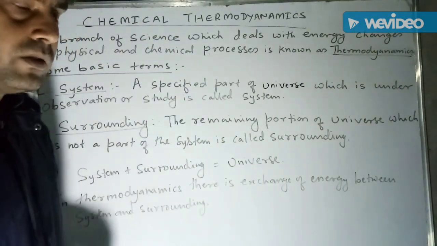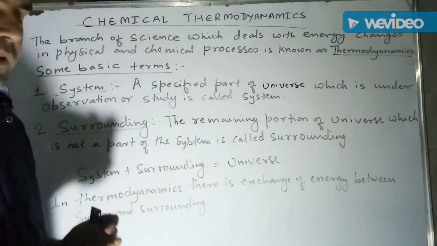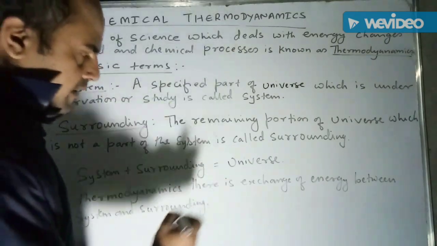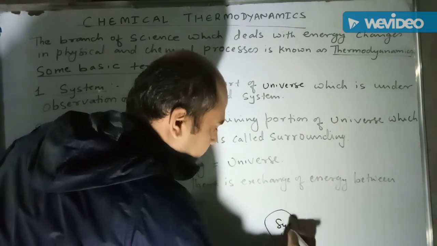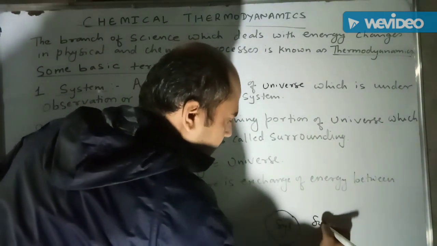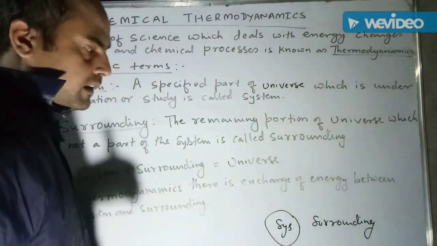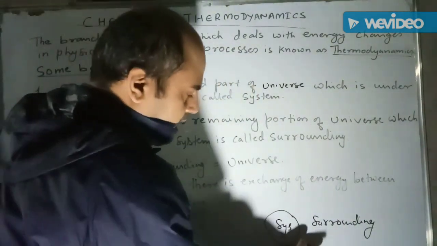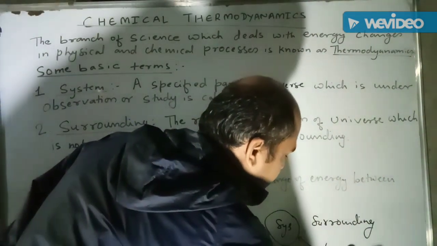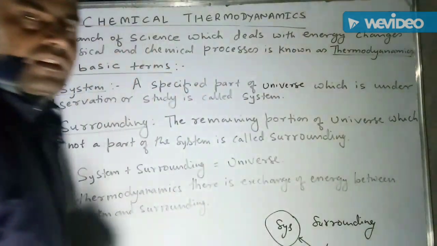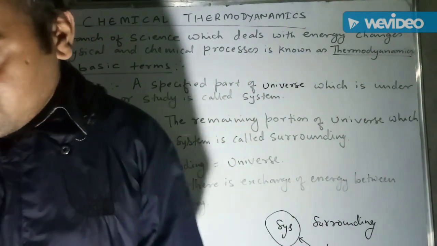So those are the basic terms regarding system and surrounding, and there is an imaginary boundary. For example, if this is a system, everything else will be surrounding. System and surrounding are separated by an imaginary line called boundary, and system plus surrounding is equal to the universe.